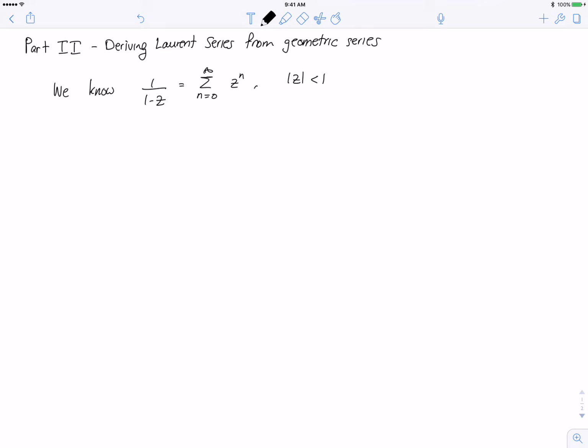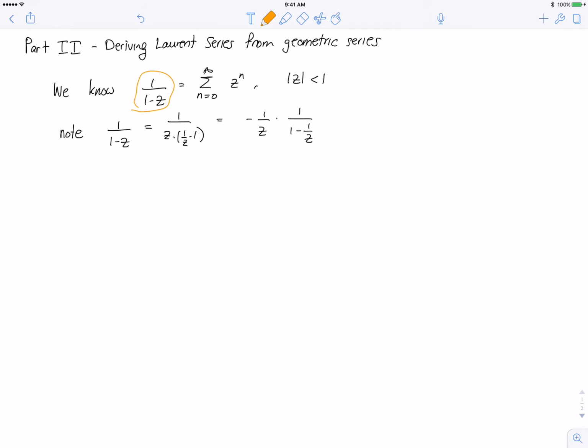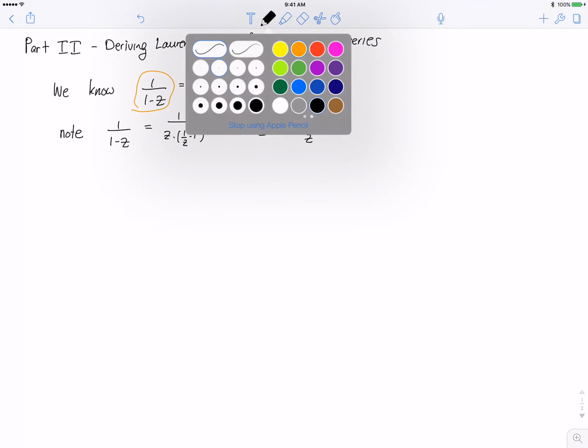From this, we can actually derive another important geometric series. How do we do that? Note that if you have 1 over 1 minus z, then you can write this as 1 over z times 1 on z minus 1, which can also be written as minus 1 on z times 1 minus 1 on z. Okay, so now what do I notice? I notice that this is exactly what I have here, but now z has been replaced with 1 on z.